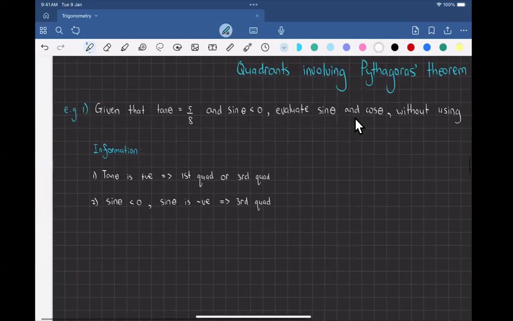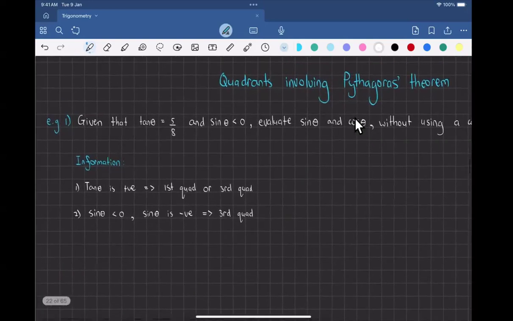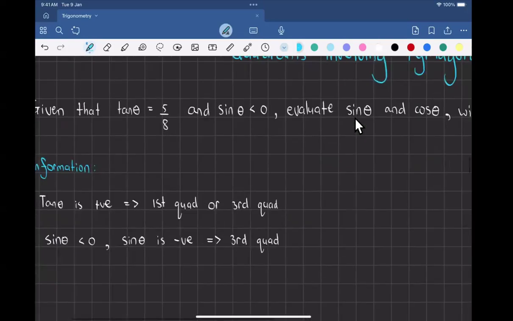Take that in one more time. First things first, tan theta is positive. It's 5/8. So that has to be in the first quadrant or the third quadrant. And for those who are confused, I'm going to just put in the diagram real quick.